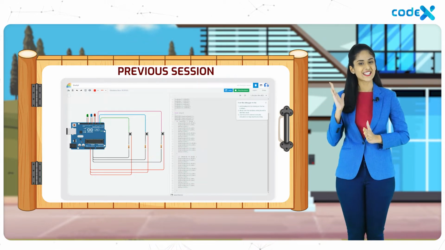So dear, in the previous session, we learned to make the LEDs blink and also created amazing patterns for the LEDs using text coding. In today's session, we are going to design a circuit using a potentiometer, Arduino and servo motor, and we will be using text coding. Excited? Well, let's begin.